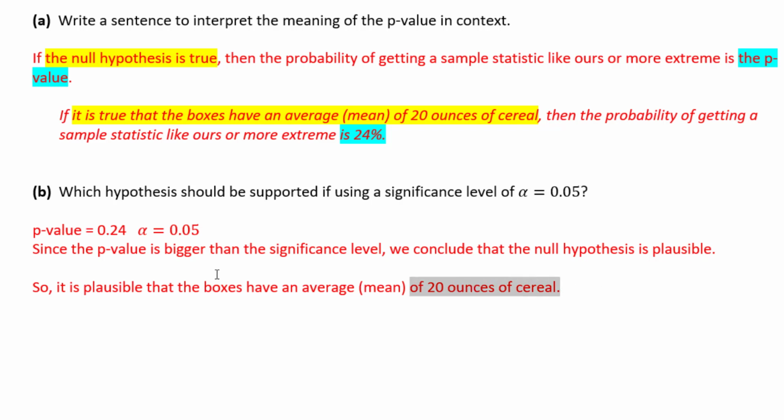So our conclusion is it is plausible that the boxes have a mean of 20 ounces of cereal per box.